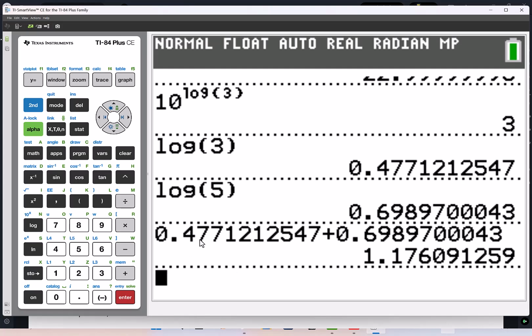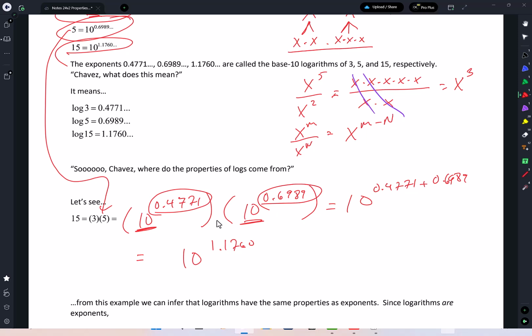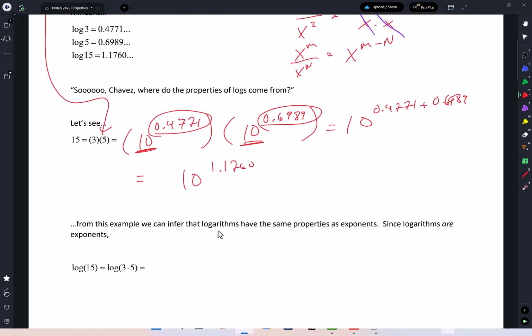Check it out. When you add those two numbers up, you get 1.1760. And I know what you're saying: what's the whole point? Well, here's what I'm trying to say. Notice that 0.4471 is your log 3, and this 0.6989 is your log 5. Look, that's log 3 plus log 5.